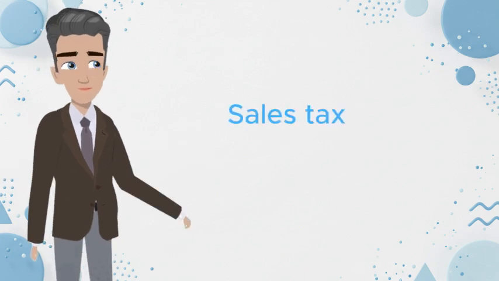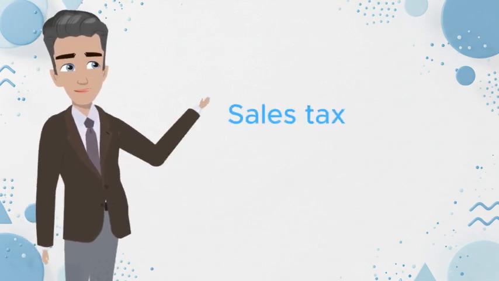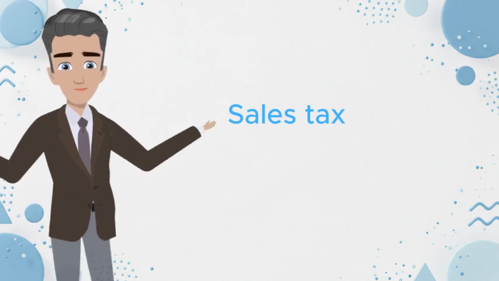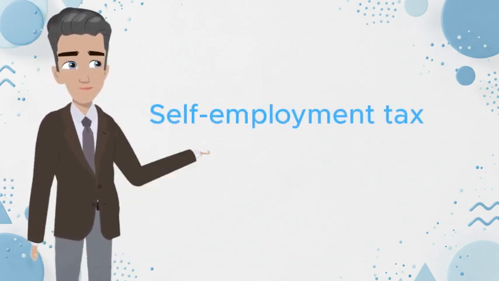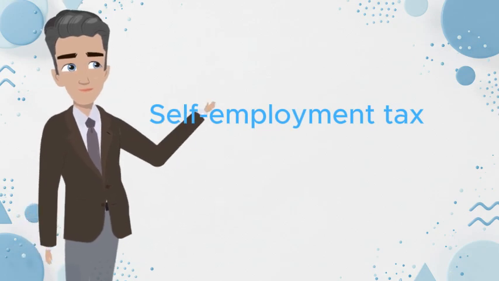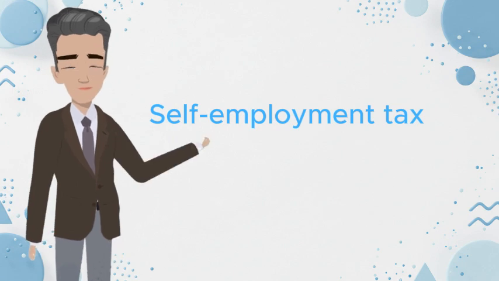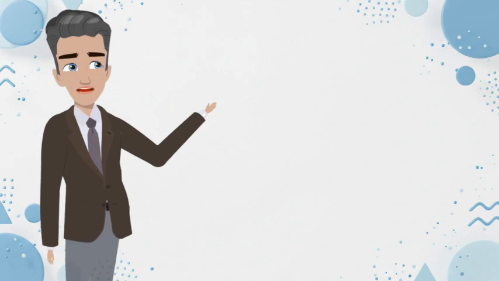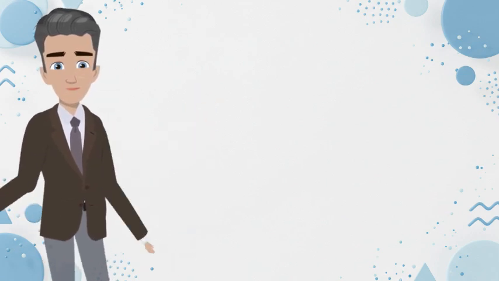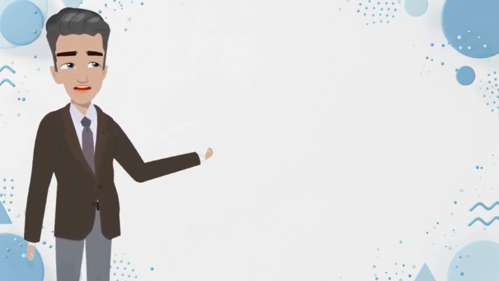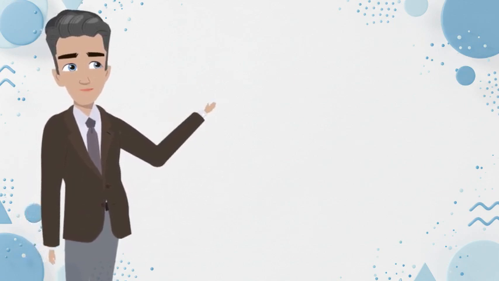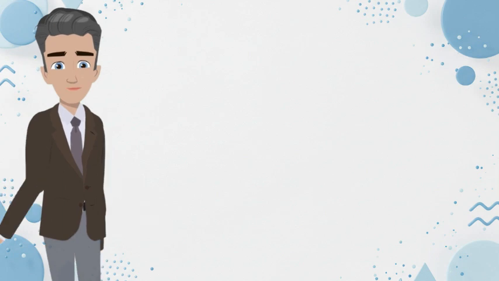3. Sales tax. Depending on your location and industry, you may need to collect and remit sales tax. 4. Self-employment tax. If you're a sole proprietor, you'll pay Social Security and Medicare taxes. Each tax type has its own deadlines and reporting requirements. Staying informed about these obligations ensures you avoid penalties and keep your business running smoothly.